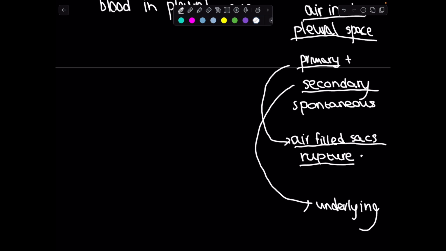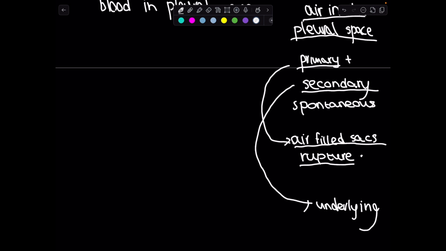Guessing your next question, why do some people get these blebs in the first place? If so, blebs are thought to form due to genetic factors, rapid lung growth during puberty, common in tall, thin males, or minor developmental flaws.